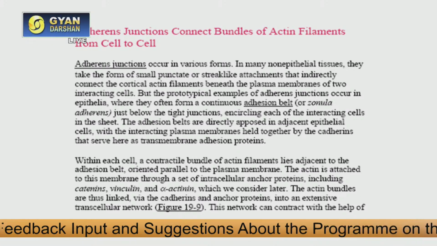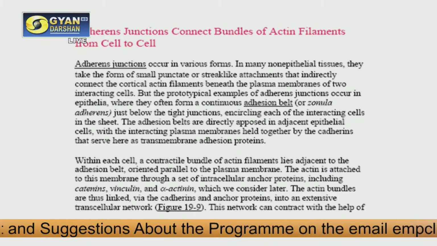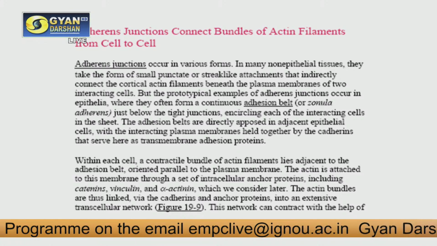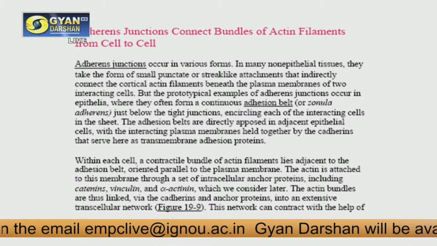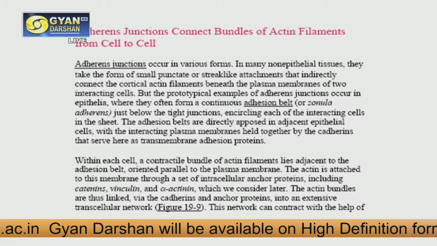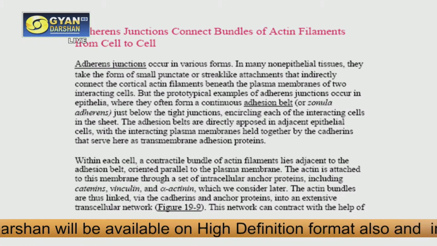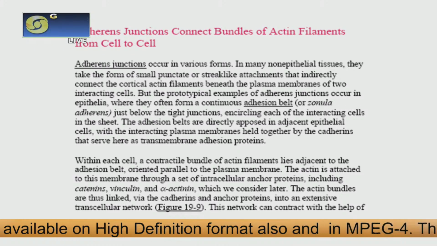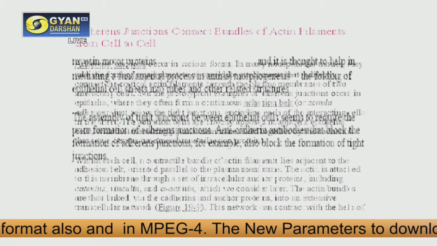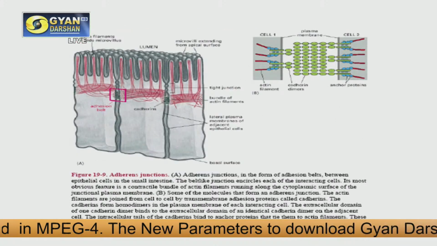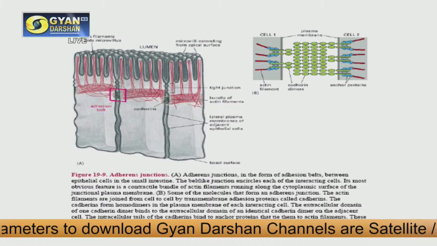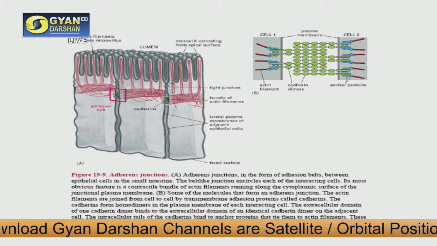Like we wear a belt. Okay? Why? To fasten, for better fitting. So similarly, it's also a belt-like structure. Catenins, vinculin, alpha-actinin, these are some of the additional intracellular anchor proteins. So that is all about the adherens junction and the role of the cadherins.